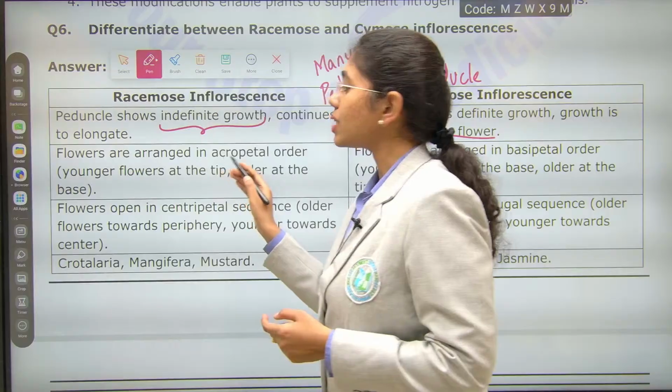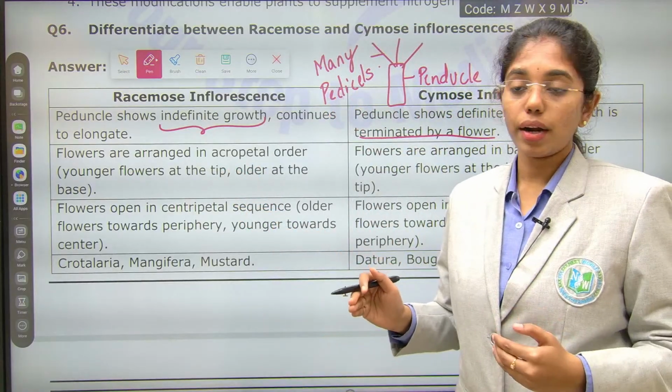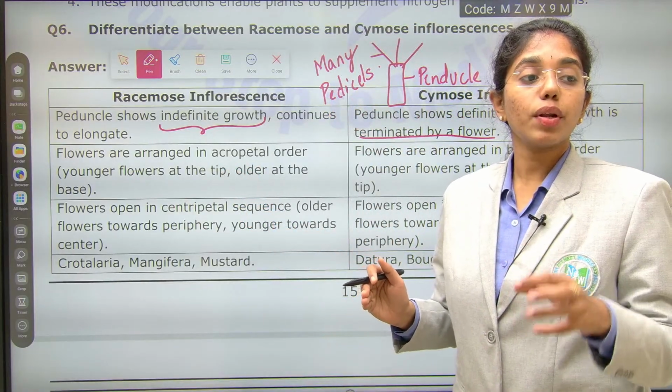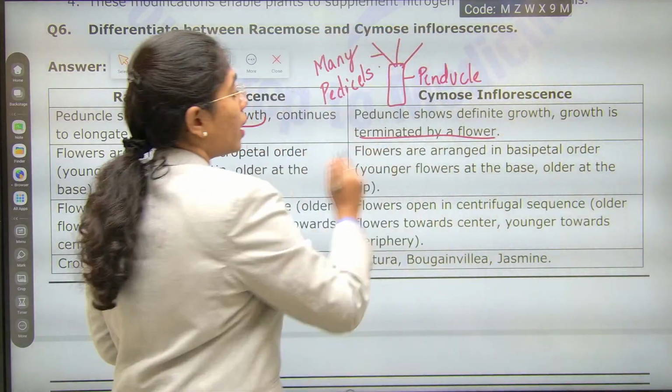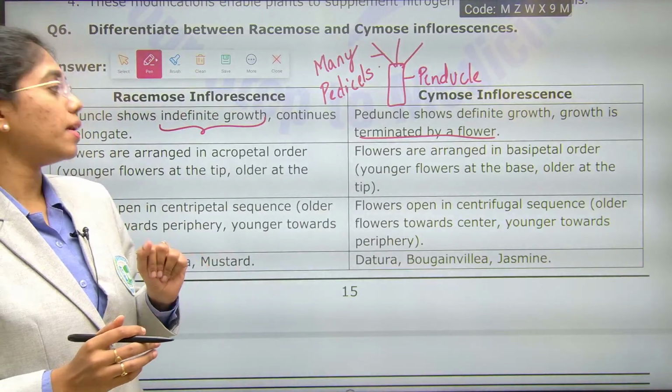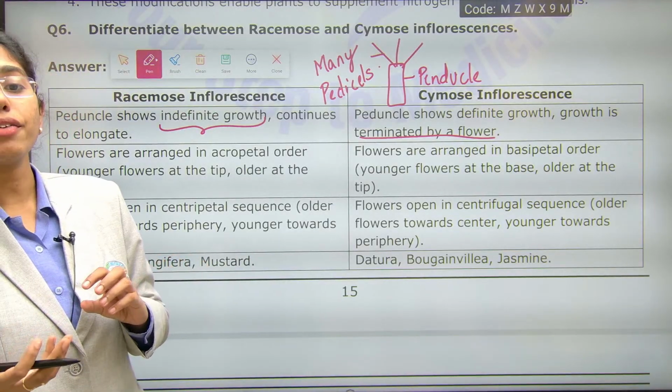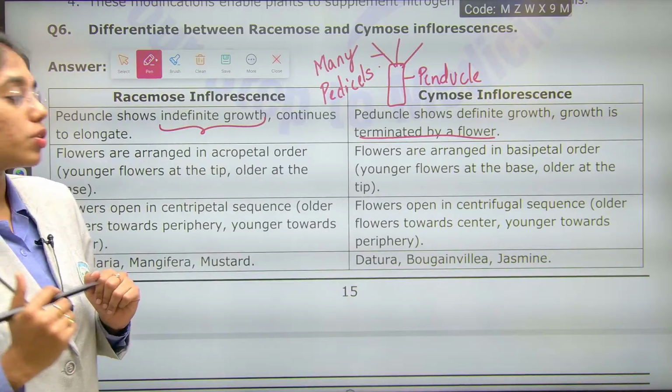Younger flowers are arranged in the acropetal order. That is, older flowers will be at the base and younger flowers will be at the top. Next, here flowers are arranged in the basipetal order, where younger flowers will be at the base and older flowers will be at the top.